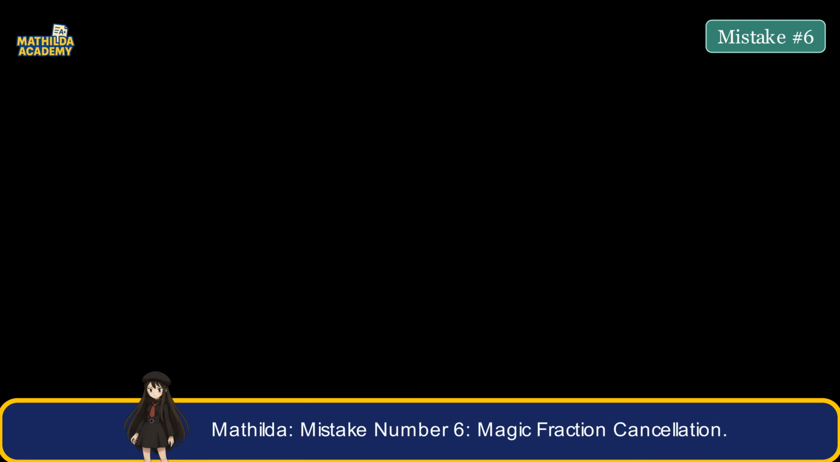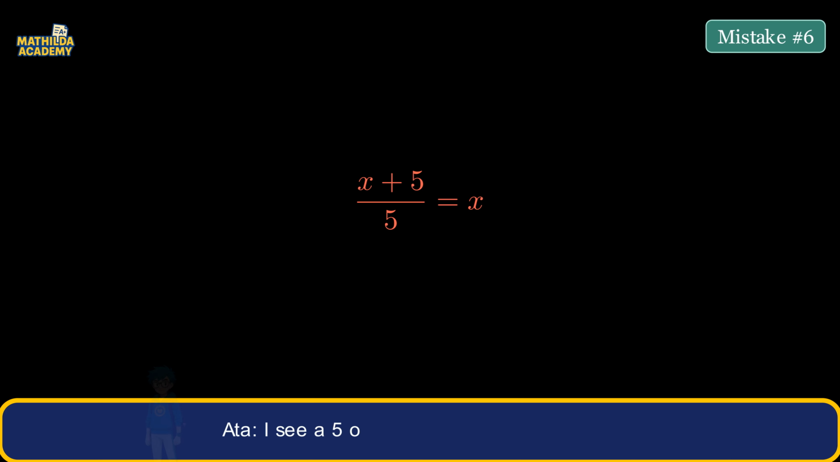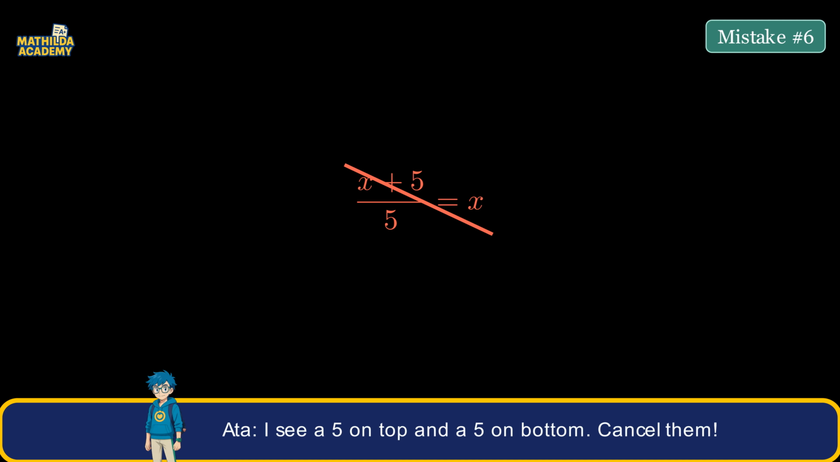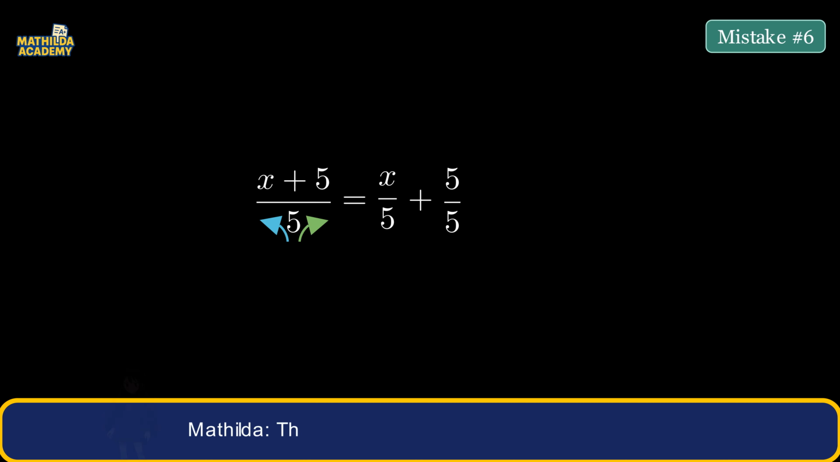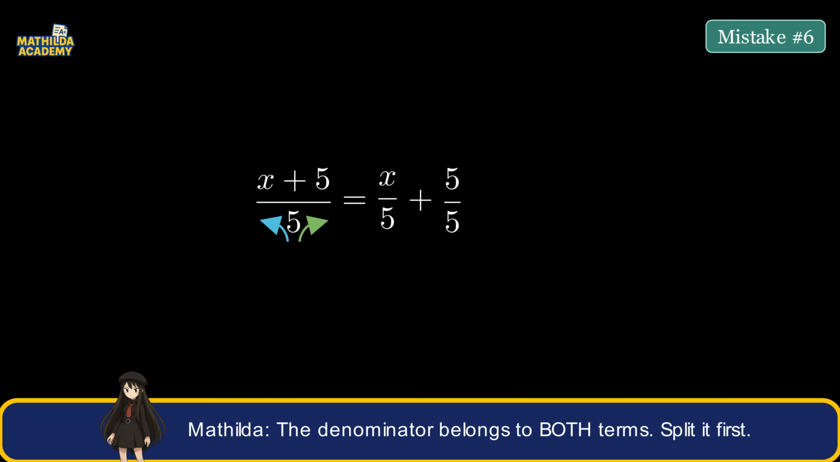Mistake number 6, magic fraction cancellation. I see a 5 on top and a 5 on bottom. Cancel them. Wrong. Addition glues the numerator together. The denominator belongs to both terms. Split it first.